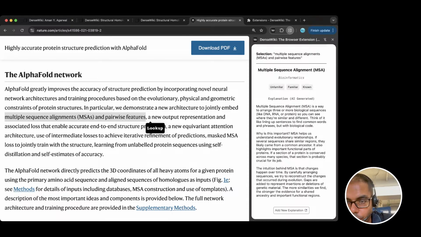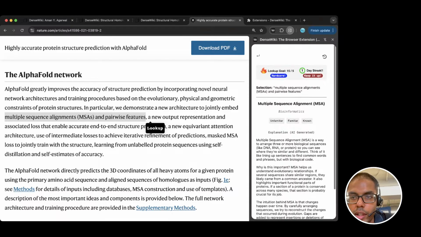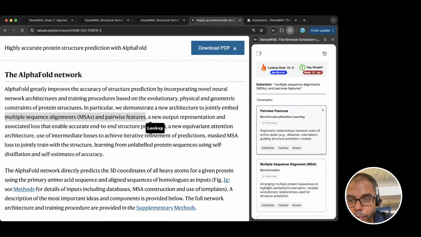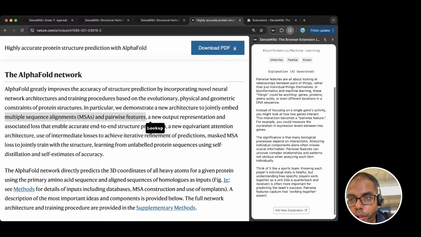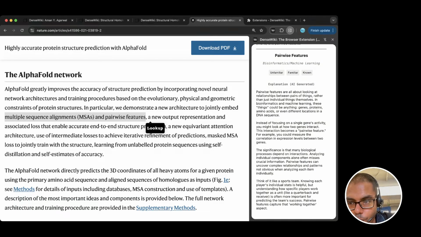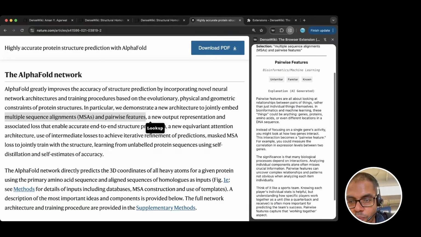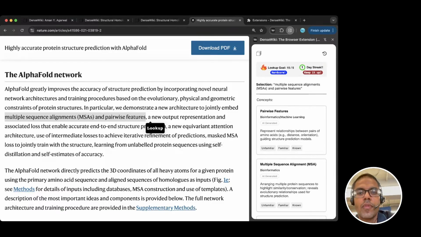If several sequences share similar regions, they likely came from a common ancestor. Okay, fair enough. And then the pairwise features: looking at relationships between pairs of things rather than just individual things themselves. We'll have to see how it works later, right?